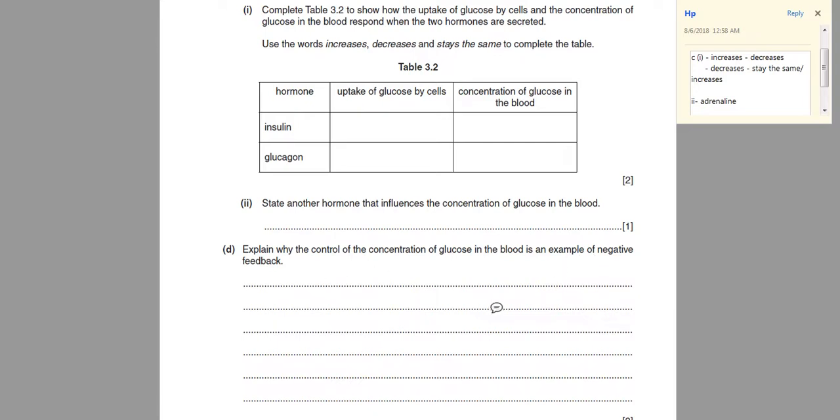Okay, so after that, explain why the control of the concentration of glucose in the blood is an example of negative feedback. This is the question which we have got from the topic homeostasis. So what are they asking? Explain why the control of the concentration of glucose in the blood is an example of negative feedback. In negative feedback, first of all, any change in concentration will be detected. Because this is for 3 marks, how are you going to mention it? Let me write it down.